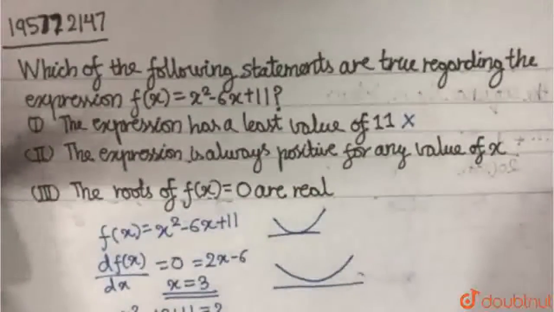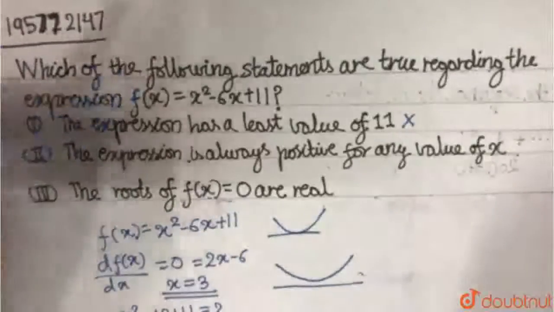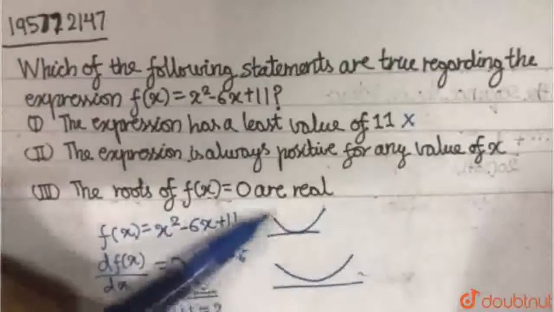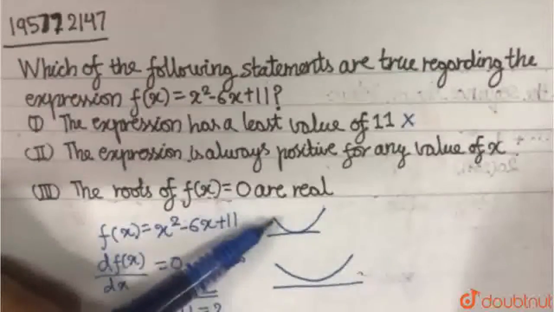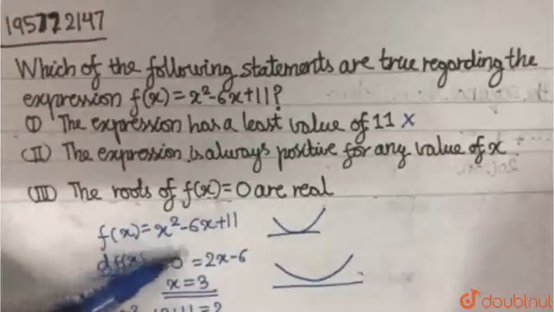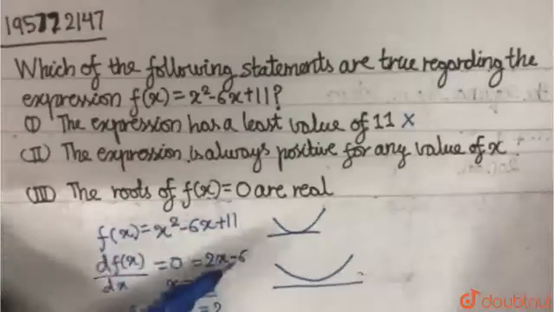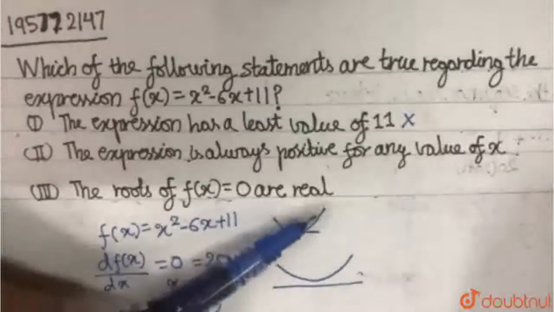Which of the following statements are true regarding the expression f(x) = x² − 6x + 11? So know that this is a graph which is opening downwards. Okay, which is opening upwards, sorry, because the leading coefficient in the expression is positive. So whenever there is a positive leading coefficient, the graph will open upwards.